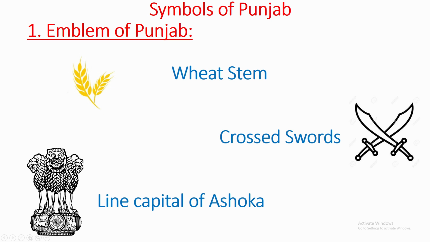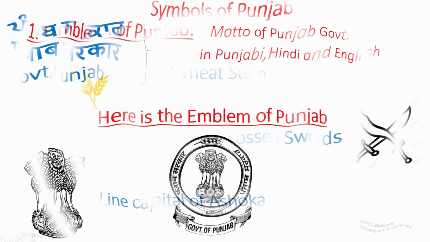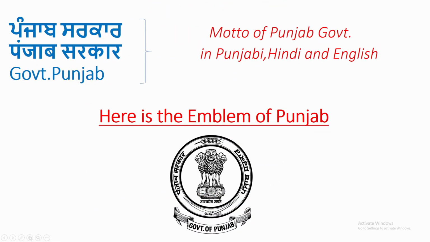Its design is an encircled lion capital of Ashoka with a wheat stem above it and crosswords below it. Around the lion capital is written in the legend Government of Punjab in the English, Hindi and Punjabi language. He also shows the picture of it in this slide.